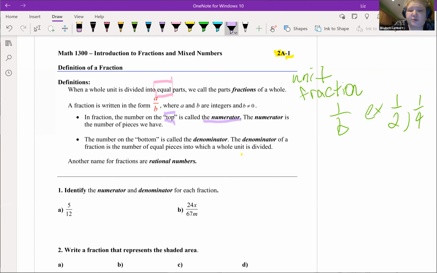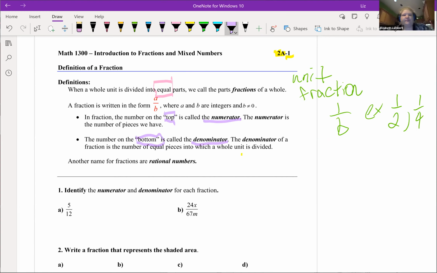The top is called the numerator. The bottom is called the denominator. So the denominator tells us the number of equal pieces into which a whole unit is divided. So the size of the pieces. The top tells us the number of copies. So the numerator is the number of times the fraction is enumerated or copied. The denominator tells us the denomination, the size of the fractions. So the words are actually chosen deliberately. A fancier name for fractions is rational numbers, because these are all ratios, one thing over another.